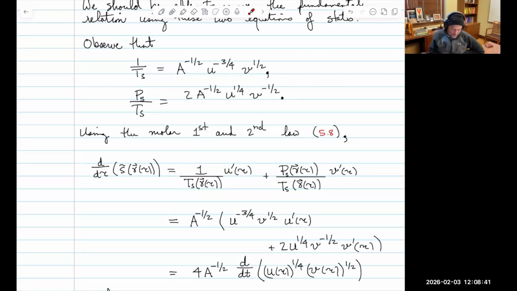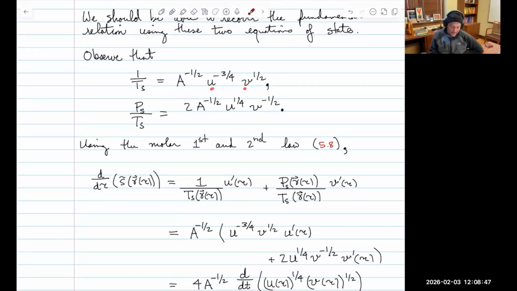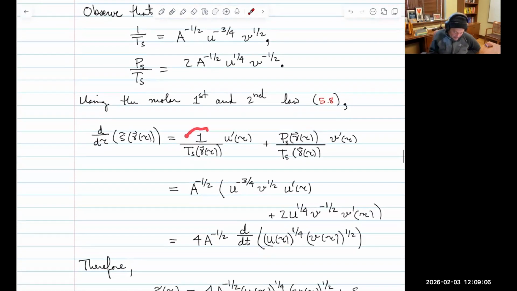Now, why did I choose to use 5.8, the entropy version? Well, because my variables here are energy and volume. And so those are the natural variables for this problem. So I want to have variables on the right-hand side, which are energy and volume, or I should say molar energy, molar volume. Let's plug in because now we have expressions for these two things.